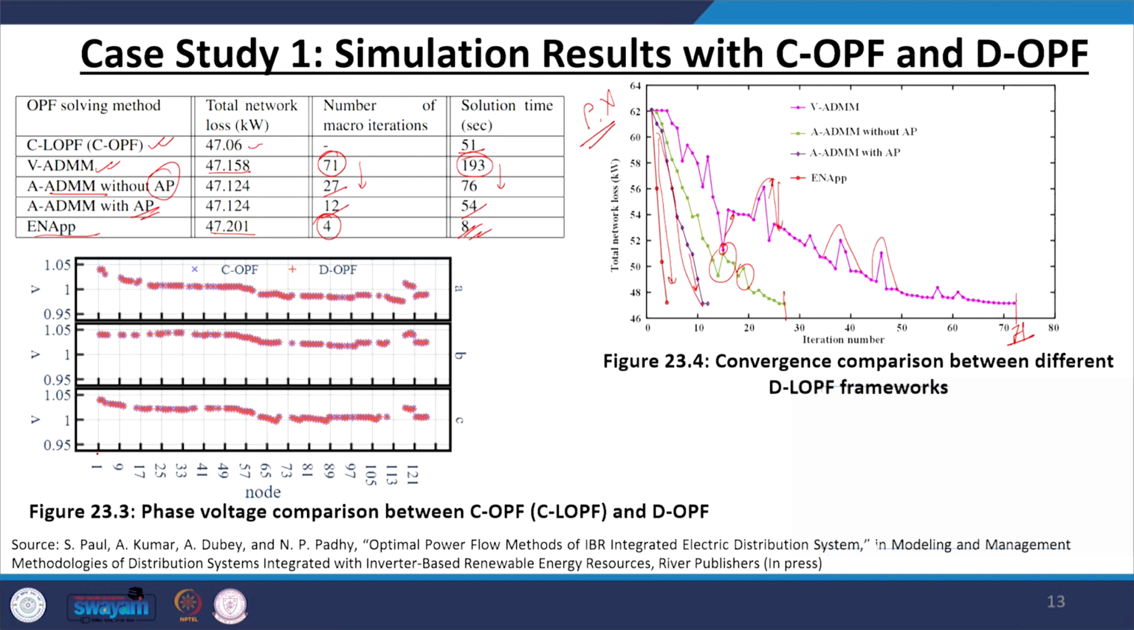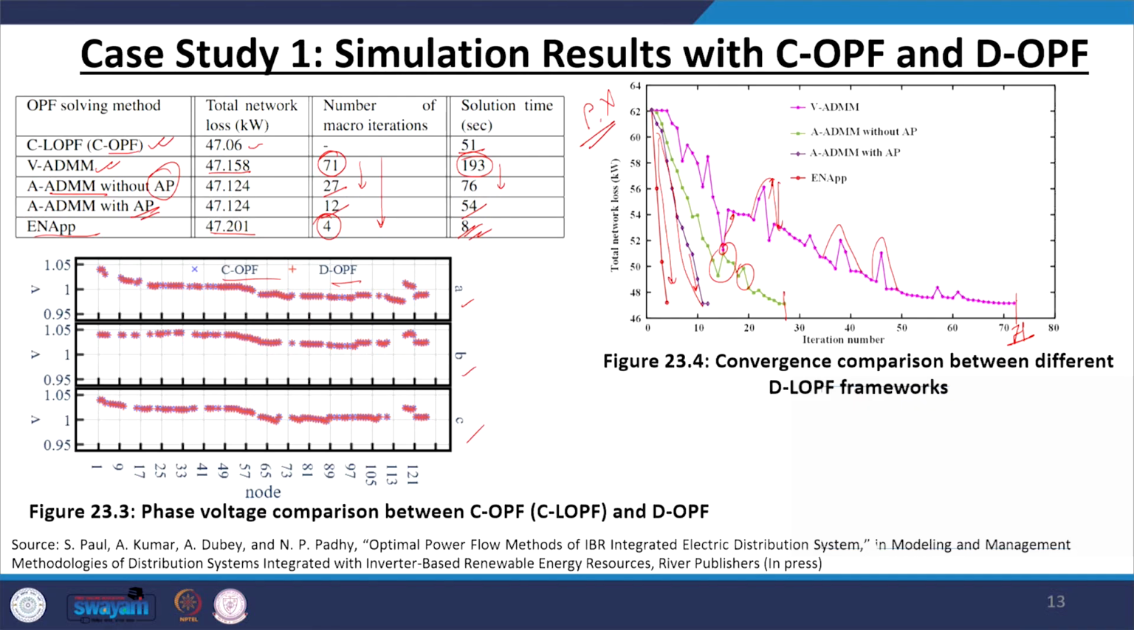So, if you see the voltage plot for phase A, B and C, almost the COPF and DOPF solutions are close or near. That means, whatever solution we are getting from the DOPF solution or the distributed OPF solution, they are close to the centralized OPF solution.